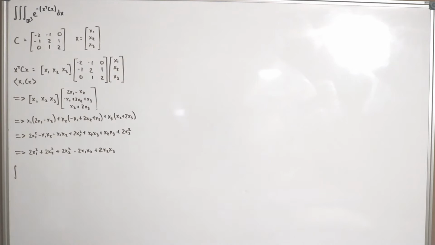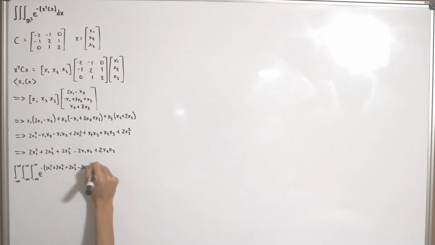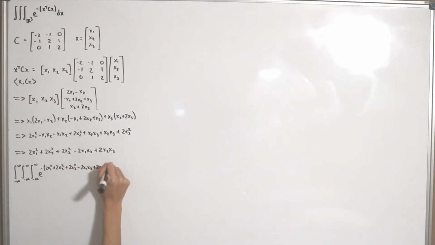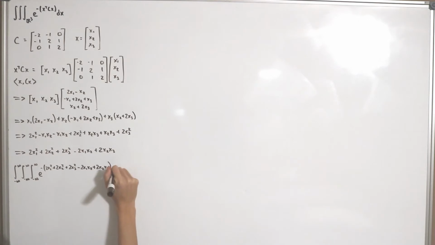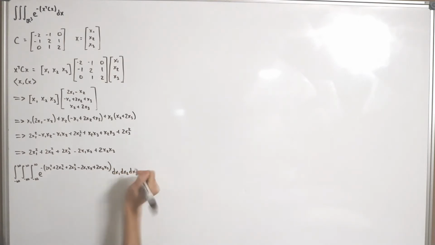So this means all over the reals. That means all of our bounds are going from negative infinity to infinity for the three integrals, of e to the negative (2x sub 1 squared plus 2x sub 2 squared plus 2x sub 3 squared minus 2x sub 1 x sub 2 plus 2x sub 2 x sub 3), then integrated dx sub 1, dx sub 2, and then dx sub 3.